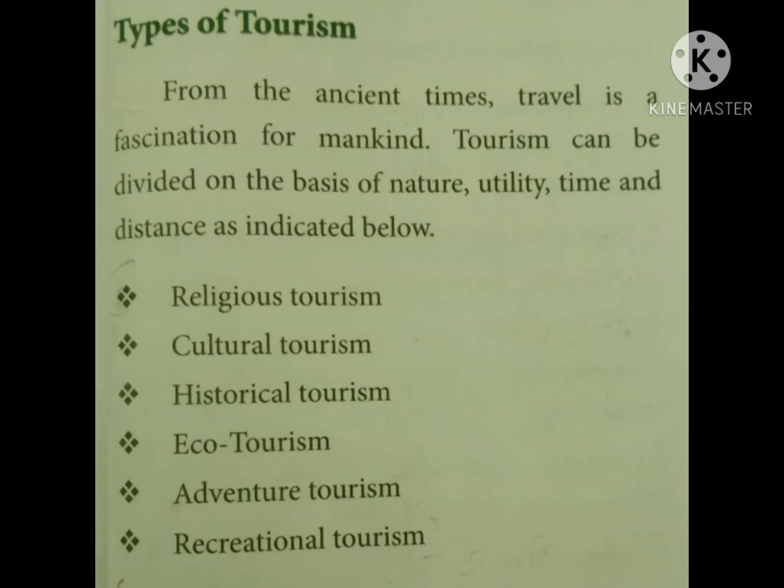Okay, we have seen basic components of tourism. Now let me see about the types of tourism. There are many types of tourism as per the time. For example, here we have some types of tourism. First one is religious tourism. Second one is cultural tourism. Third one historical tourism. Fourth one ecotourism. Fifth one adventure tourism. And last one recreational tourism. Let me see these types of tourism one by one in detailed manner.